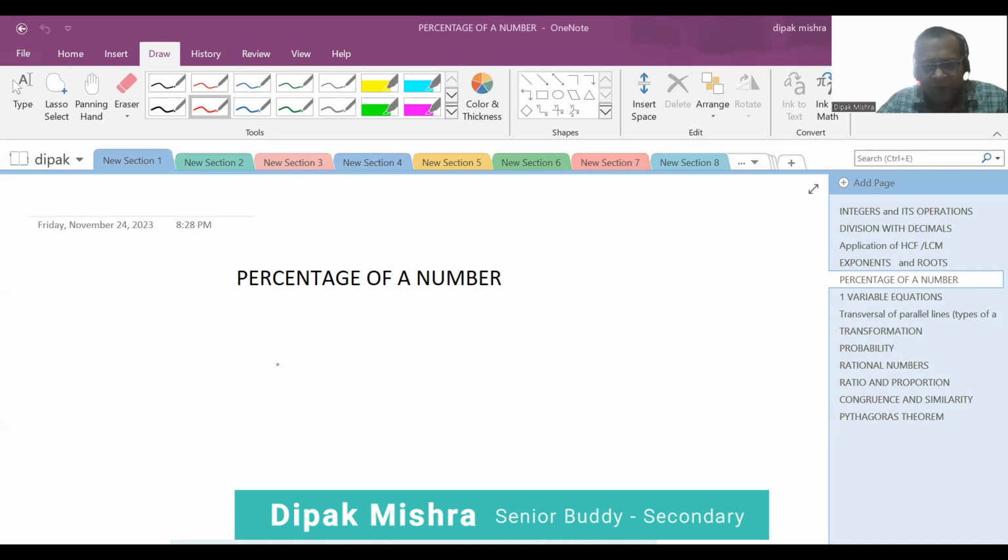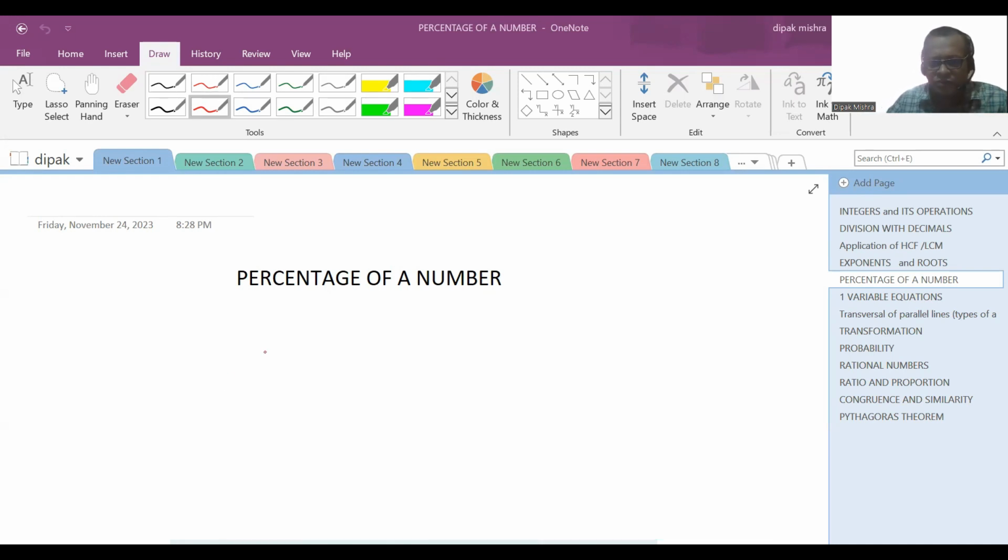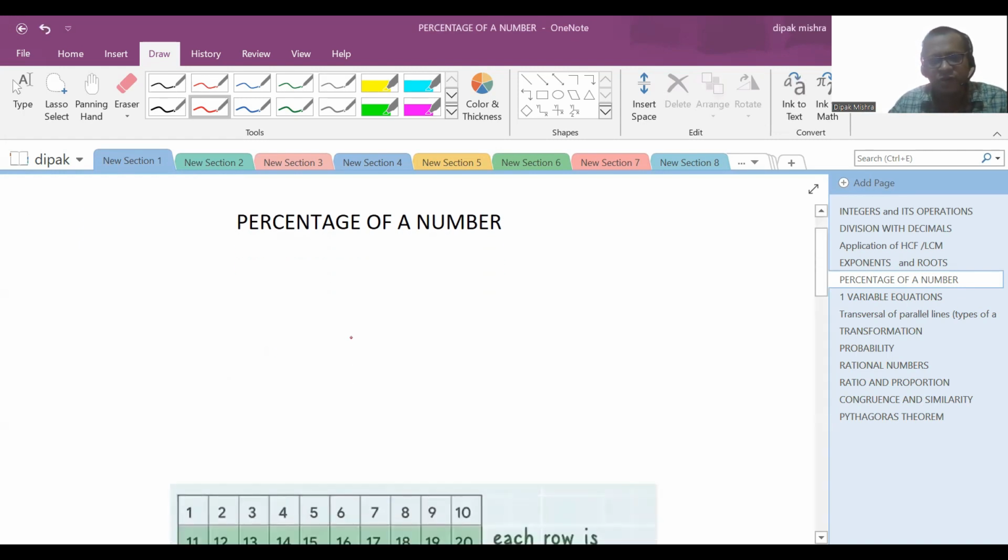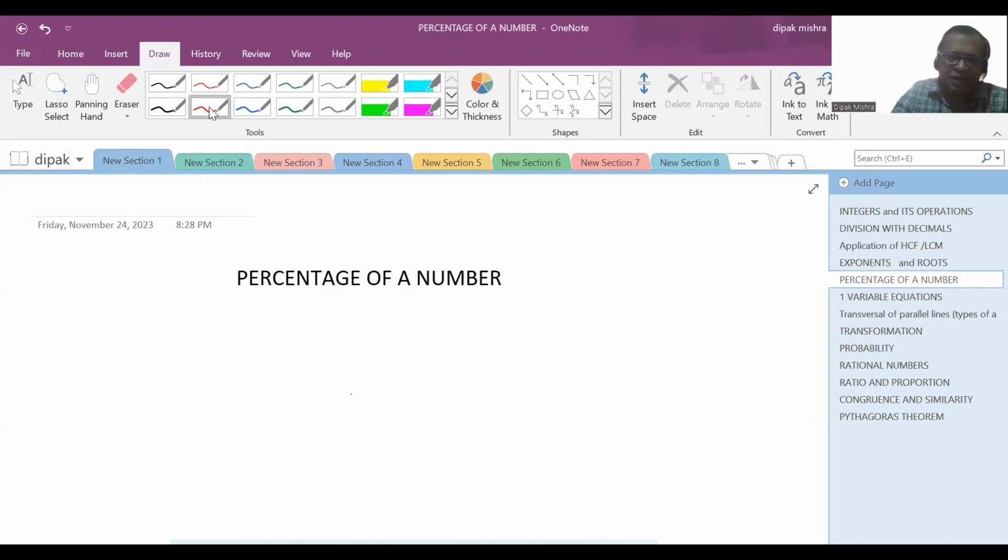Hey there, now we are going to discuss percentage of a number. So two things are required here: to know what percentage is and how you can calculate the percentage of a certain number. To understand percentage, we segregate this word as per-cent. Cent means 100.